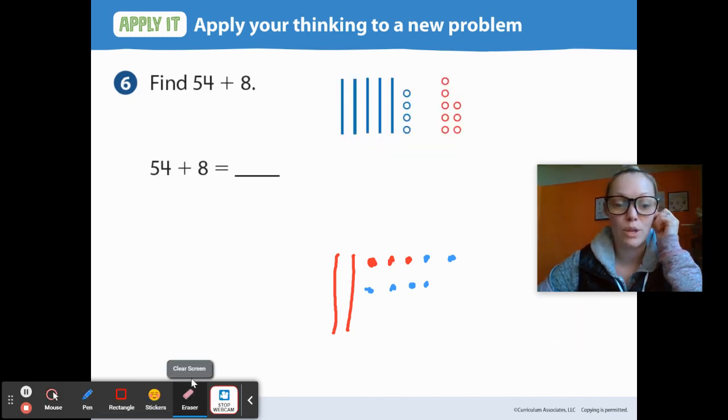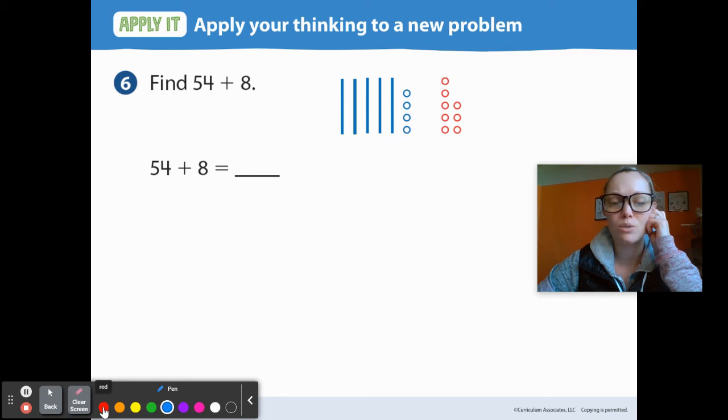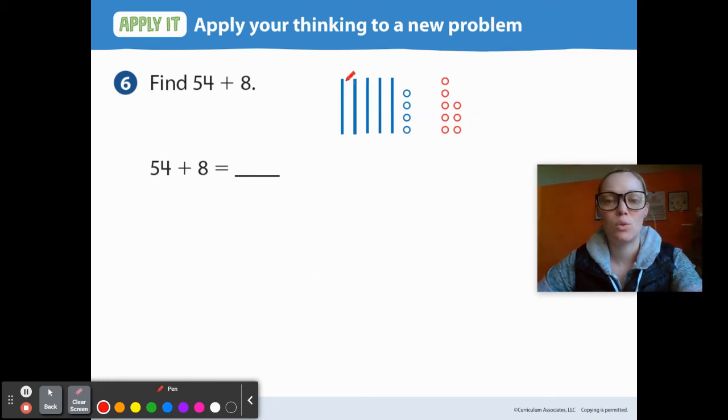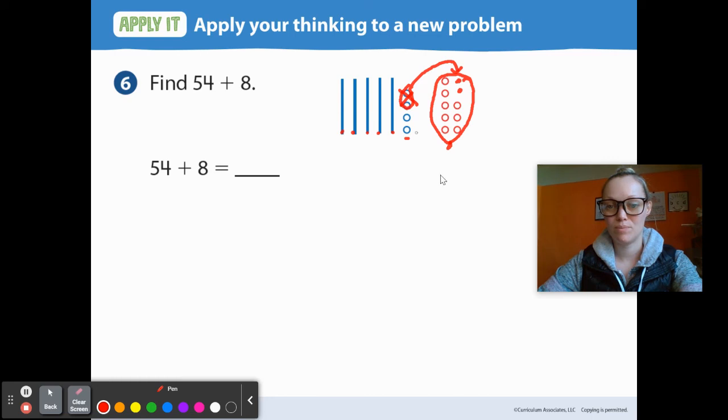This one has a nice picture for you. Notice there does look like there's quite a bit of ones. So you might need to do some work on grouping your ones together. So we have 54, and then we have 8 more, but I can see if I take, so we have 5, 3, we're missing 2. If I take 2 of these and I move them over here, now I have a 10. So I can see 1, 2, 3, 4, 5, 6 tens, and then I have 2 extra ones. So if you can make a 10, make a 10, and then write down the answer.